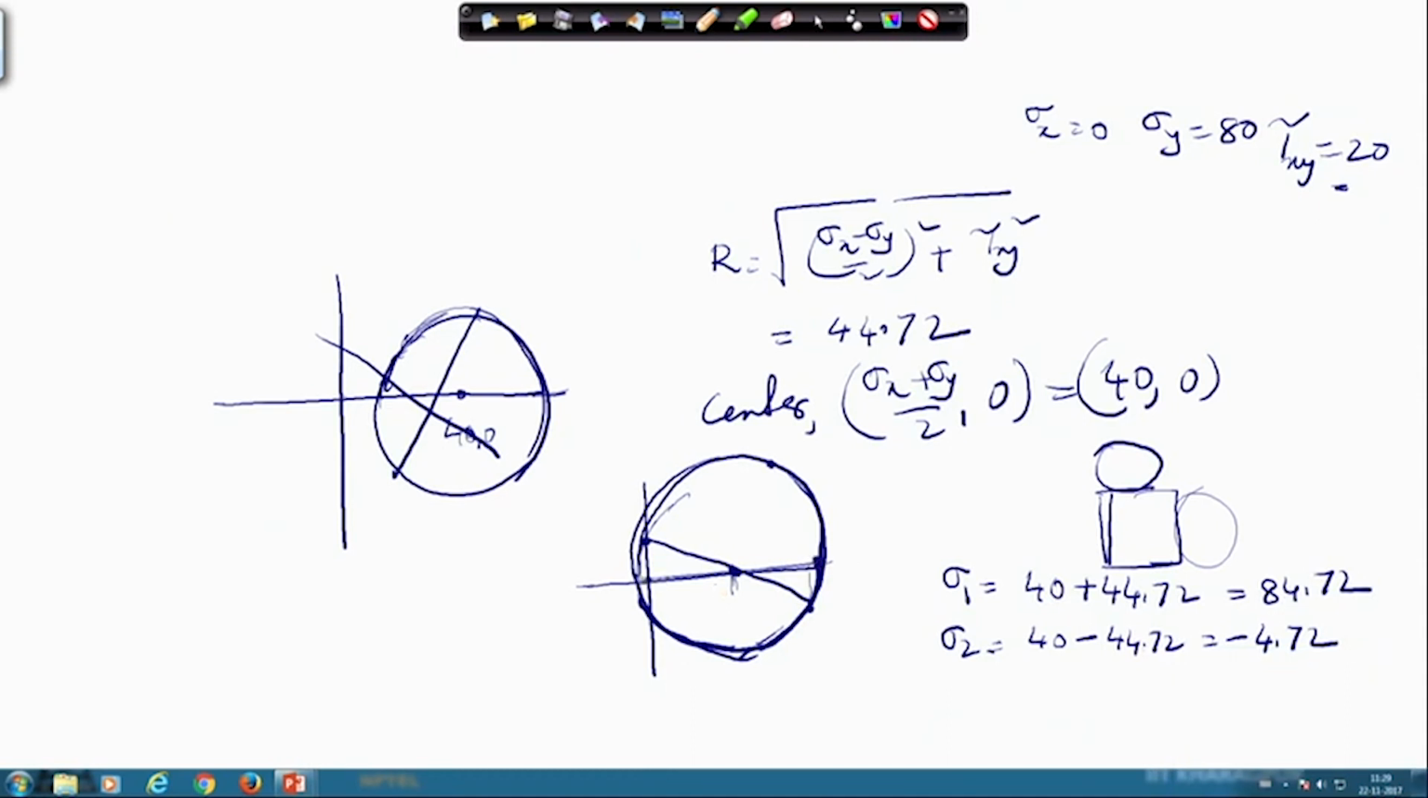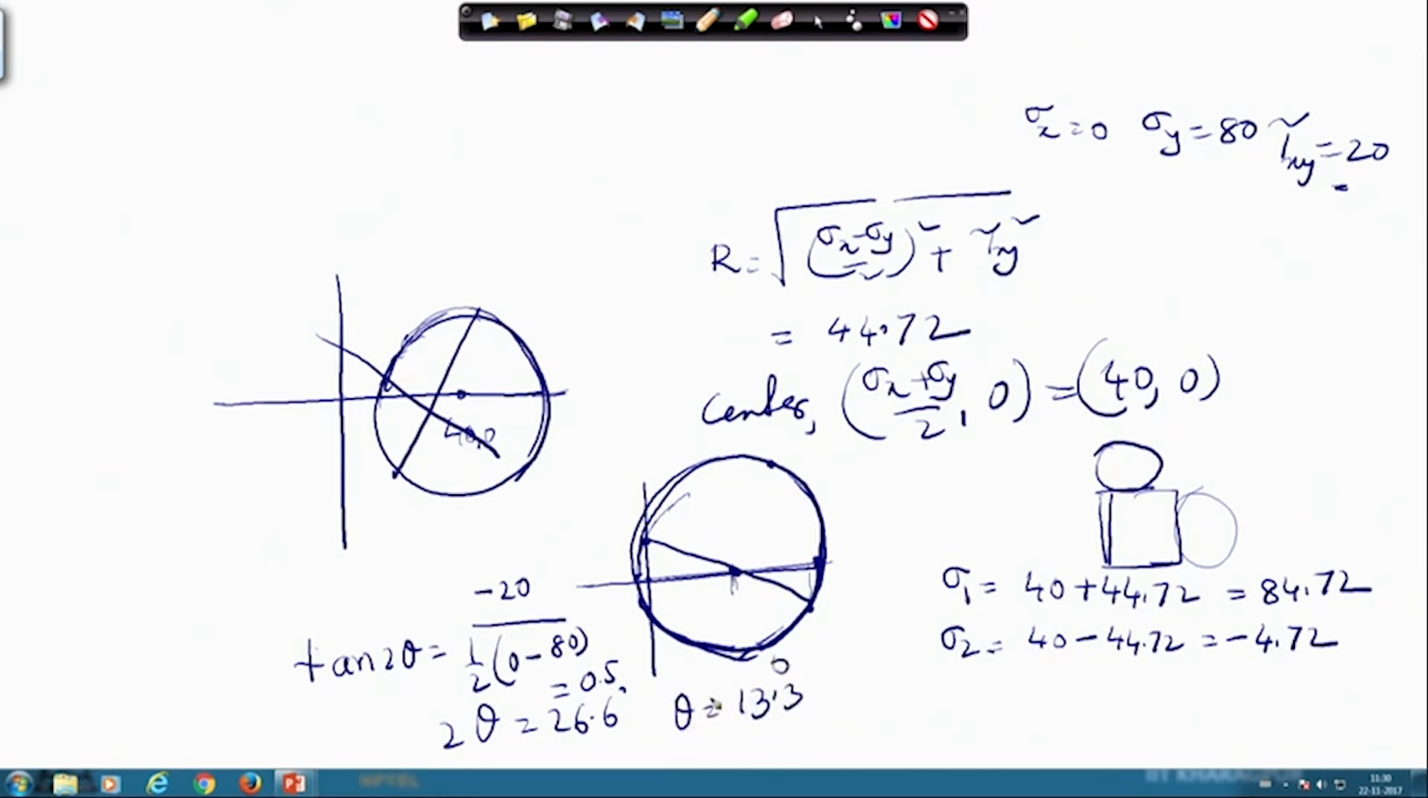from reading this and reading this, and then now you have to find out the direction. So, tan 2 theta will be equal to minus 20 divided by half of 0 minus 80. That gives you 0.5, which means 2 theta will be equal to 26 degrees. So, theta will be equal to 13.3 degrees. That is the orientation of the plane on which the maximum is occurring.